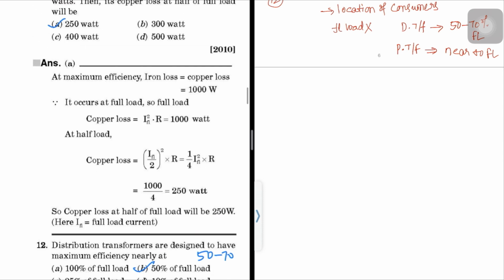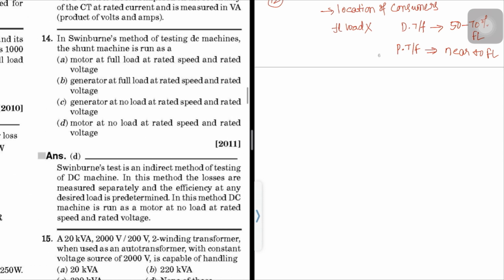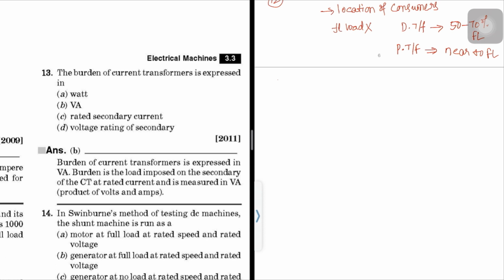Next, question number 13. Burden, generally, is a definition type question. Burden is how much load is on the secondary winding of the transformer. Usually in a transformer it is expressed in terms of VA, meaning volt ampere rating. This is a basic definition type question, so the answer will be B.